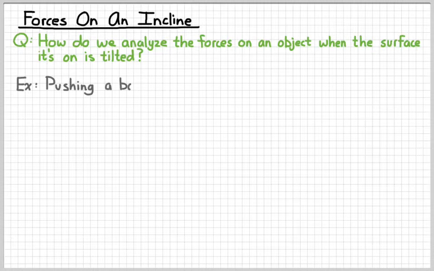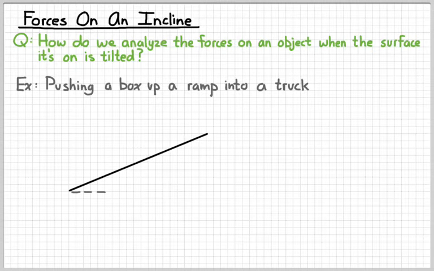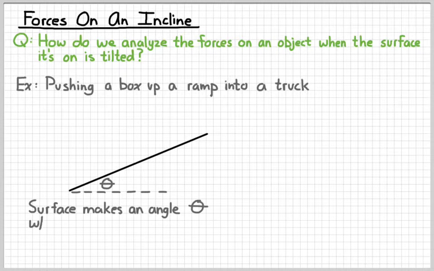For example, you may have sometime in your life pushed something up a ramp. So if you're moving and you've got a real heavy box, you may have to push it up a ramp into the moving truck or whatever. And so the general picture would look something like this. Here's our surface, and then horizontal is the dashed line. And so the surface makes an angle, which we'll call theta, relative to the horizontal.